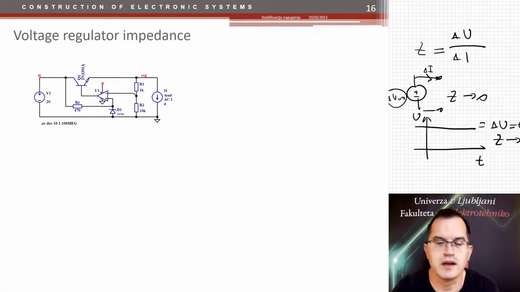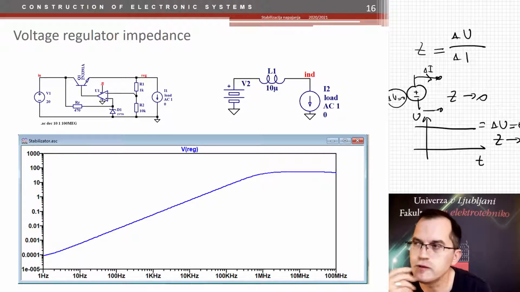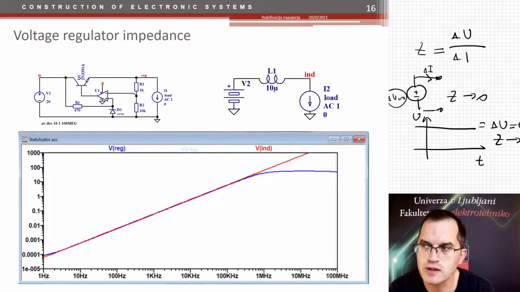If you plot the output impedance of this regulator, you will get this. The output impedance increases in this manner. We have a log plot here and log plot here, so this would be a line in a log plot. What does it look like? It looks like you have a coil. And if you take the same circuit and do the AC analysis of the impedance of a coil of 10 microhenries, you would get the same picture.